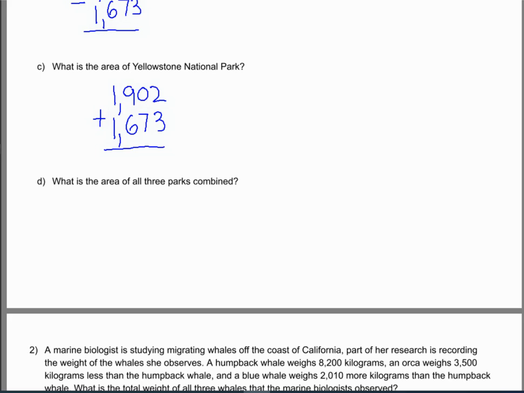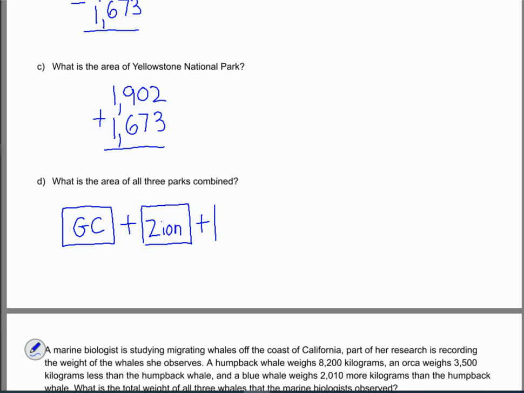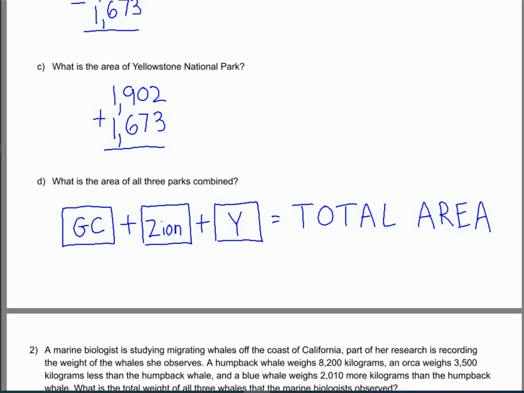Now for D, when you figure everything out, you're going to take your number for the Grand Canyon. What's the area of the Grand Canyon? You're going to add that to what you figured out for Zion, and you're going to add that to what you figured out for Yellowstone, the area. By adding those three numbers together, you will get the total area. And I'll also let you do that at home, but hopefully this is helpful to you.